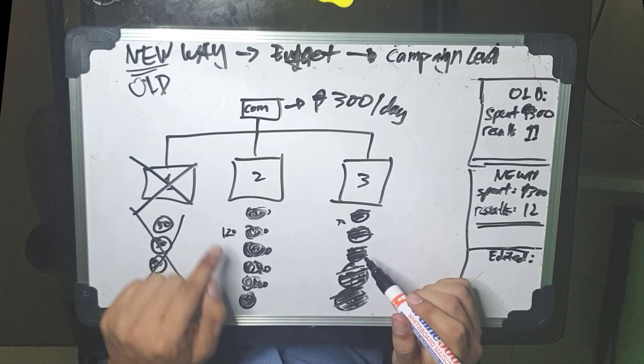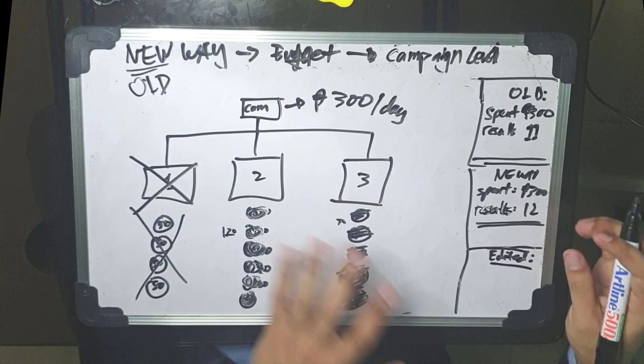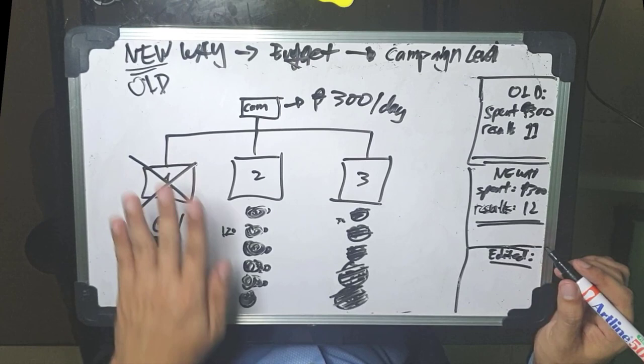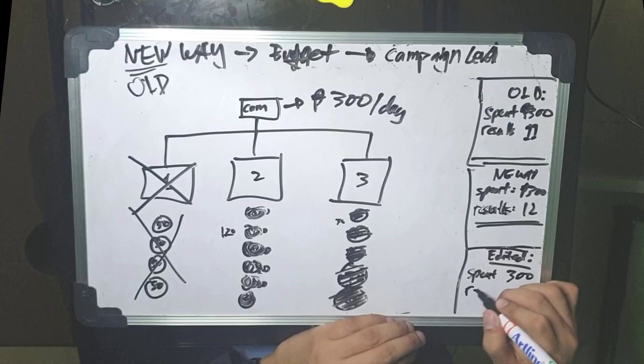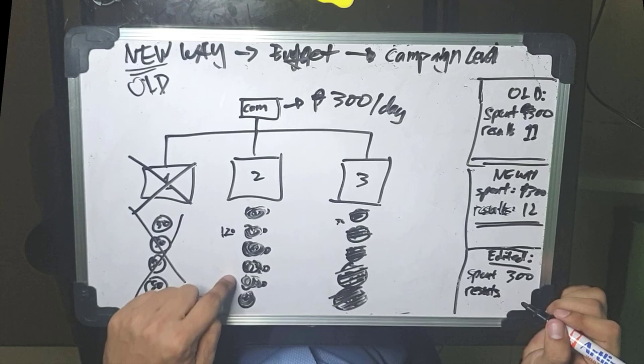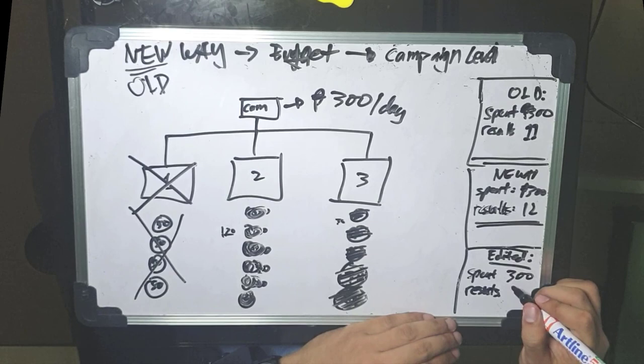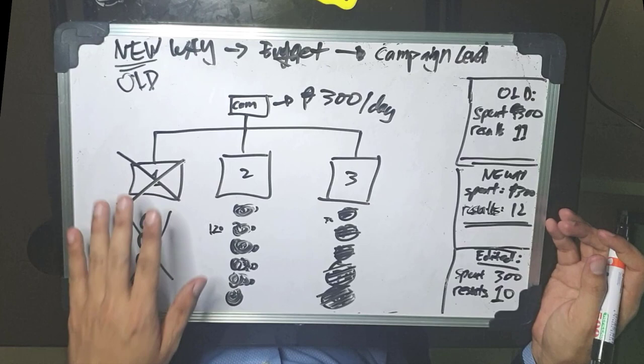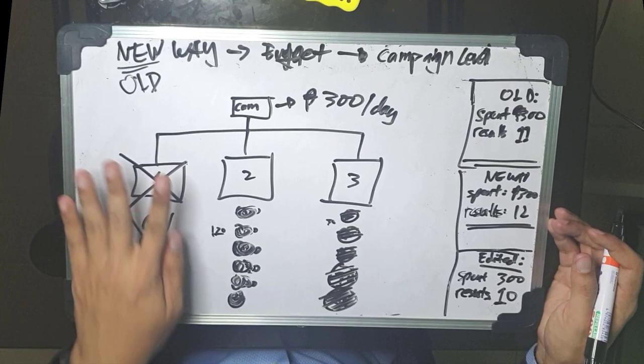So, on the edited level, dito sa portion na to, wherein pinakialaman mo yung ad set, tinurn off mo yung isang ad set, how many results did you get? So, you spent, as usual, 300 pesos, but your results now is 1, 2, 3, 4, 5, 6, 7, 8, 9, 10. So, you now have 10 results. So, ano nangyari? Imbis na makabuti pa, you thought na your campaign would do better if you turn off this one, ang nangyari is nakasama pa.